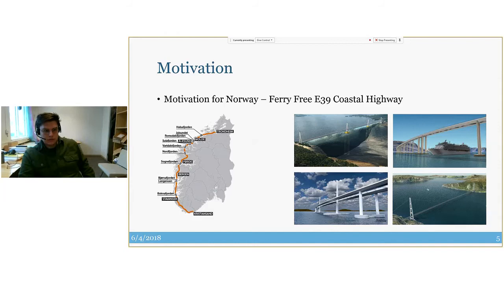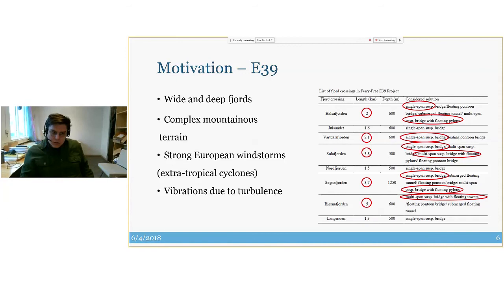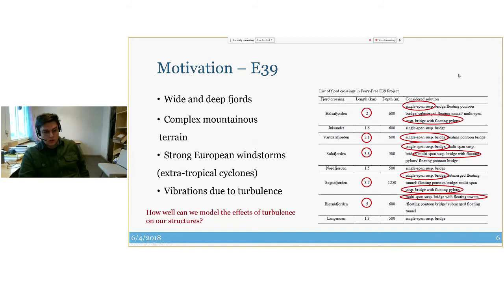Here is a list of the E39 bridge fjord crossings, and these are, as you can see, mostly longer than the longest suspension bridge in the world. This is quite a fascinating problem, and most of the fjords are wide and deep. You have complex mountainous terrain of the Norwegian fjords. On top of that, you have strong European windstorms hitting this area, and this will create vibrations due to turbulence, and they should be carefully handled. So the question is basically how well we can model the effects of turbulence on these enormous structures.